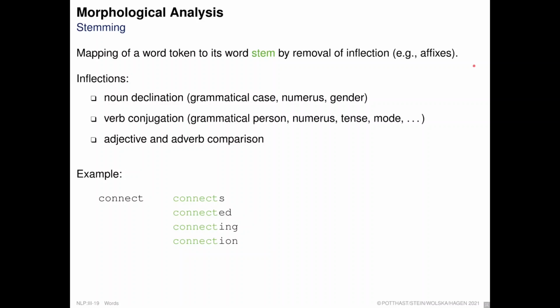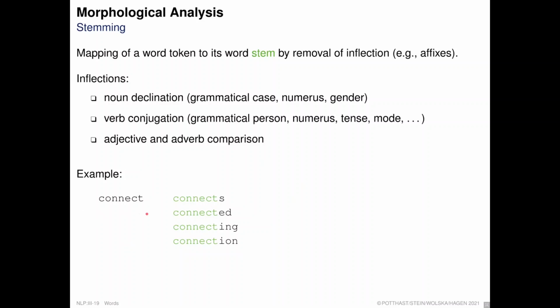In case of verbs, we have conjugations, so inflection by person, number, tense, mode, aspect, and so on. The verbal inflectional system can be quite complex in some languages, for instance, Slavic languages or Latin languages in general. And adjective and adverb comparison. So there are comparative affixes also that indicate the comparative and superlative forms.